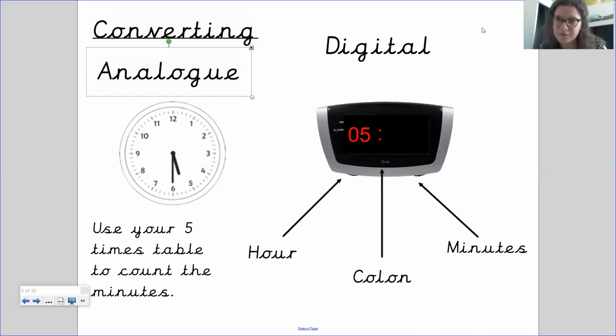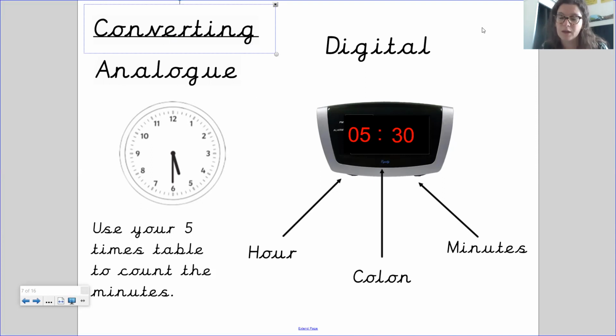Then we need to use our 5 times tables to count the minutes. Remember, each big number is 5 minutes. So 5, 10, 15, 20, 25, 30. Where the minute hand is pointing to 6, which represents 30 minutes. And then I write the number of minutes on the right-hand side of my digital clock. So the time is 5:30. You can see what that looks like here in an analogue clock and a digital clock.